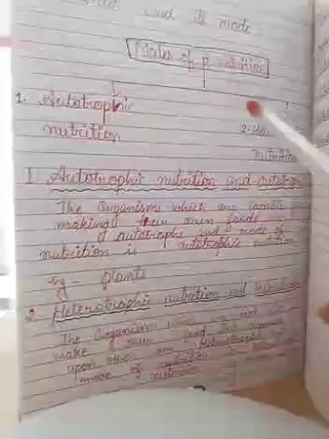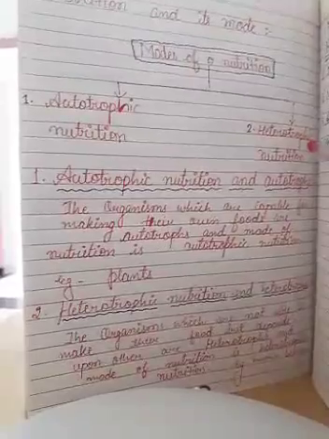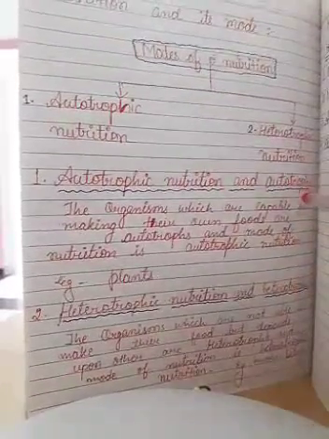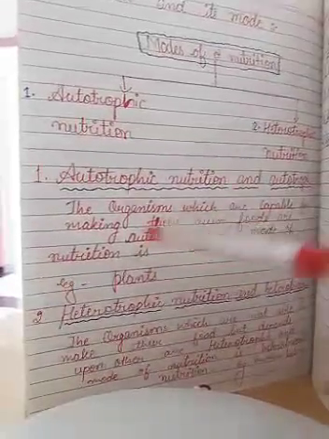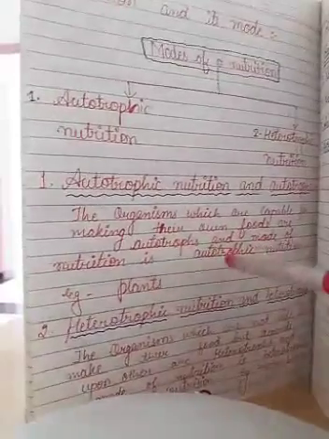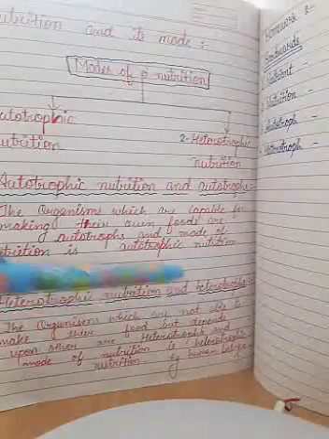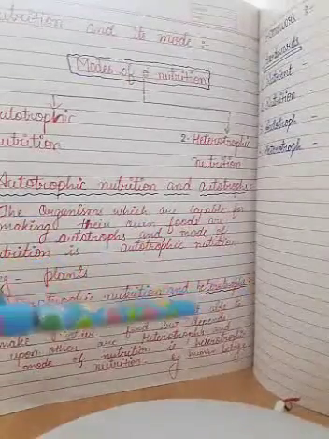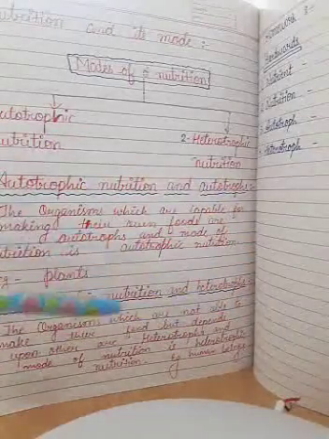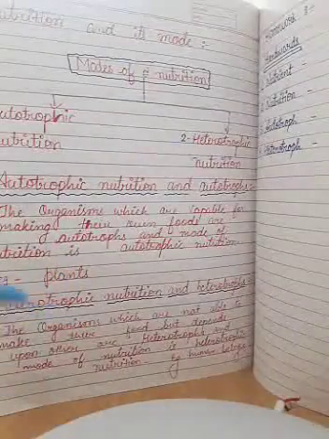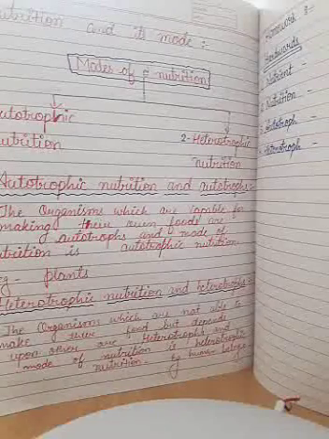Our next topic was modes of nutrition, in which we discussed autotrophic nutrition and heterotrophic nutrition. All organisms capable of making their own food in their bodies are known as autotrophs, and the mode of nutrition is autotrophic nutrition. All organisms which are not able to make their food in their bodies are known as heterotrophs, and the mode of nutrition is heterotrophic nutrition. Next we will discuss new topics.